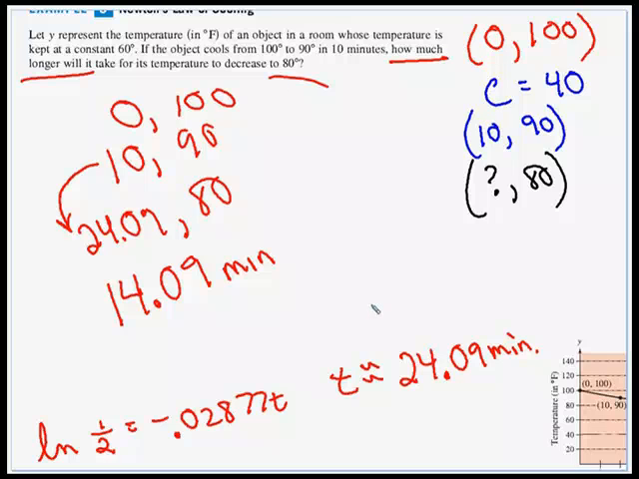Always watch the wording on those problems. That's a real subtle difference. Could be an easy mistake to make on a test.